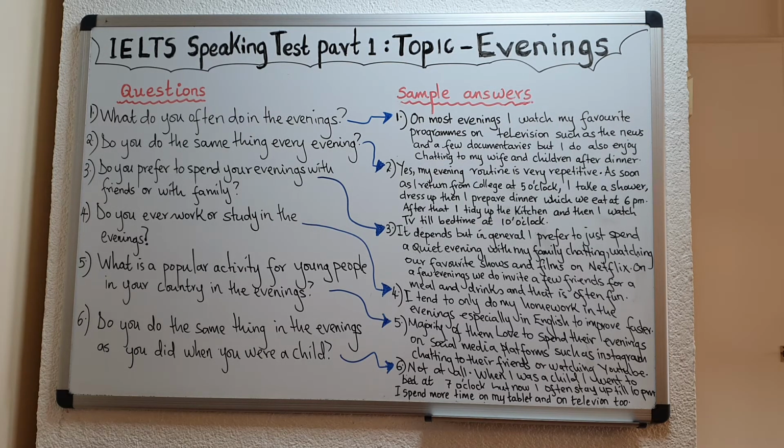Now, the key word here is often, which means usually, which means most of the time. Okay? Now, to answer this question, you may say, on most evenings, I watch my favorite programs on television, such as the news and a few documentaries. But I do also enjoy chatting to my wife and children after dinner.